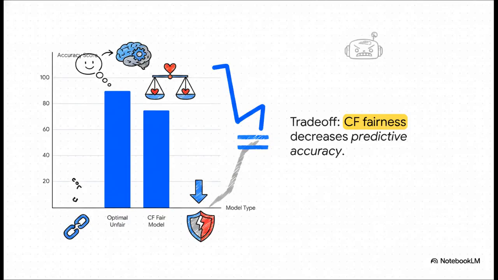And there is another massive hurdle here. A recent theoretical result from NeurIPS 2024 proves there's an inherent trade-off. Converting an optimal but unfair predictor to be counterfactually fair is inevitably going to cost you predictive accuracy. You literally have to sacrifice some of the AI's overall correctness, making it less accurate for everyone across the board, just to achieve this specific type of fairness. It's absolutely a zero-sum game between precision and counterfactual equality.